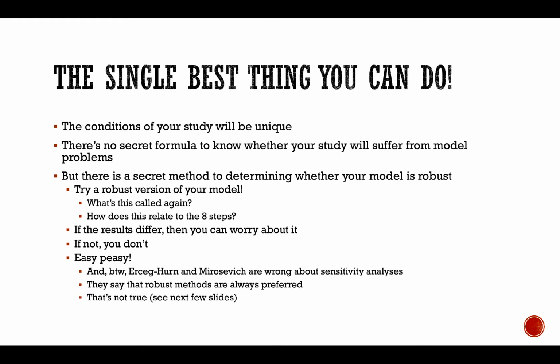So what's a researcher to do? That's the question. Well, the single best thing you can do is identify the conditions of your study. Really, the conditions of your study are going to be unique, and so there's no secret formula to determine whether your model is robust or not. So the thing that you can do is try a robust version of your model, try a non-robust version of your model, and then compare the two. And what do we call that?